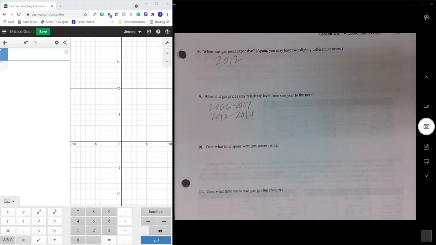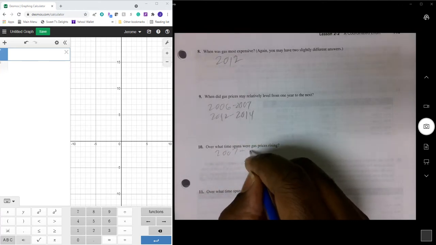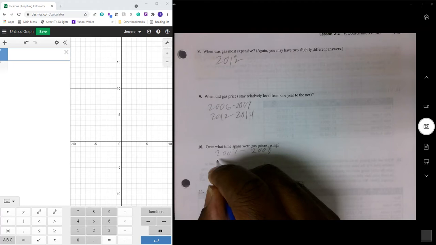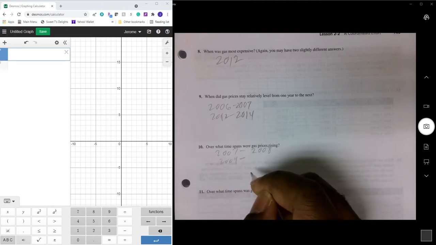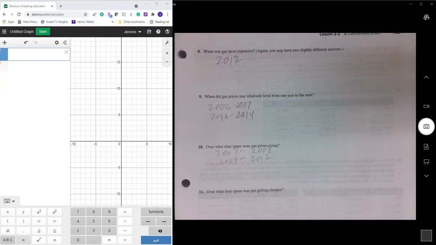Okay, it says over what time spans were gas prices rising? Okay, so the time spans that gas prices were rising were from 2007 to 2008, and then we had 2009 through 2012, and that's it. 2007 to 2008, and then 2009 to 2012.